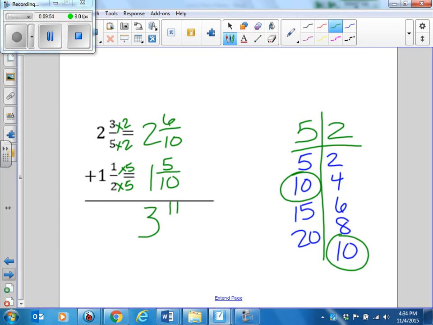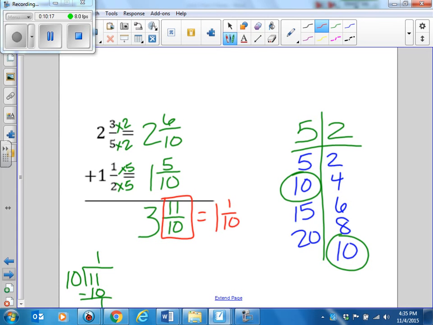3 and 11 tenths. All right, now I do have the improper fraction, so I do need to go ahead and go over here, and I'm going to say 10 goes into 11 one time. 1 times 10 is 10. Subtracting, I have 1. So this part right here, the improper part, equals 1 and 1/10, and then I need to put the 3 and the 1 together. So I end up with 4 and 1/10.